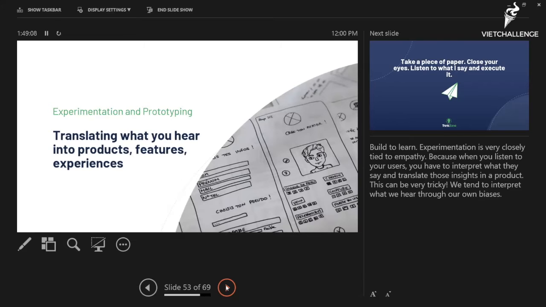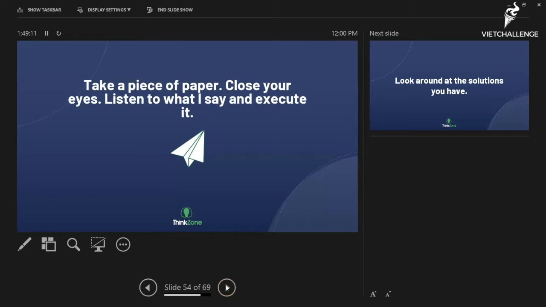And in order to do that, I want to do a quick experiment with you. The people who are remote, make sure that you have a piece of paper in your hand. Everyone who is offline, take one piece of Post-it, please. Okay, so take a piece of paper and hold it in front of you and follow my instructions. Everyone close your eyes. Fold the paper in two. Fold the paper in two again.